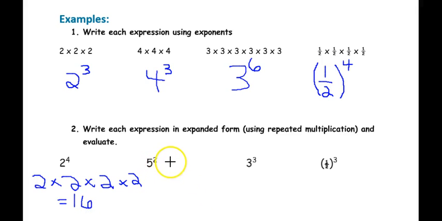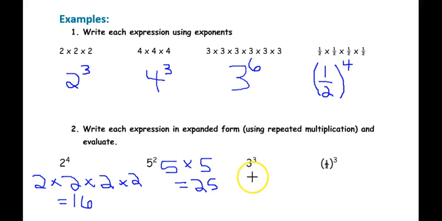5 to the second power represents 5 times 5, and that equals 25. So 5 to the second power is 25. Sometimes the second power is referred to as squared, so we could read this as 5 squared equals 25.